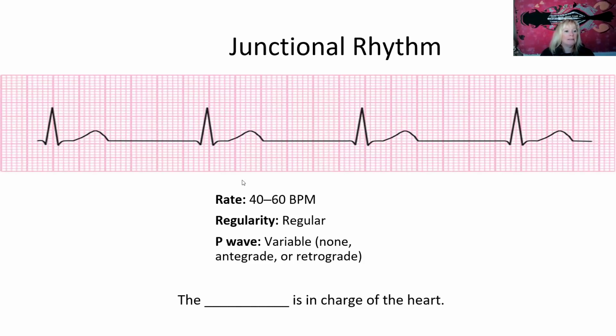But the key is, do you have a P wave or not? And in the junction, you know the sinus is not running it, so you don't have a P wave. But it's still a good rate, usually 40 to 60, and it's a narrow complex. So that way you know it's coming from above the ventricles. So the AV node is in charge. So Allison has seen it post-arrest in the ICU.